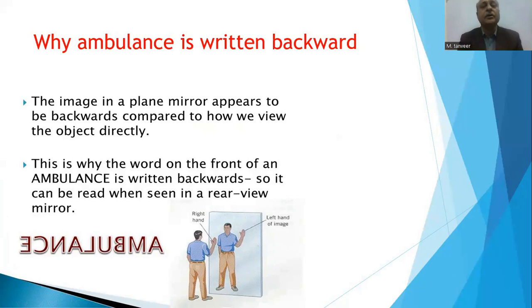A person who is sitting in his car, moving in front of the ambulance, will see the image of the words written on the front of the glass in the correct position. So ambulance is always written in this position. This is why the word on the front of the ambulance is written backward, so it can be read when seen in the rear view mirror.